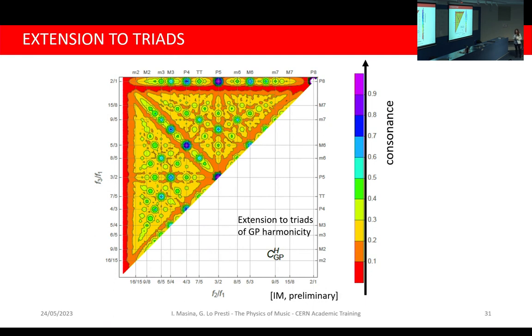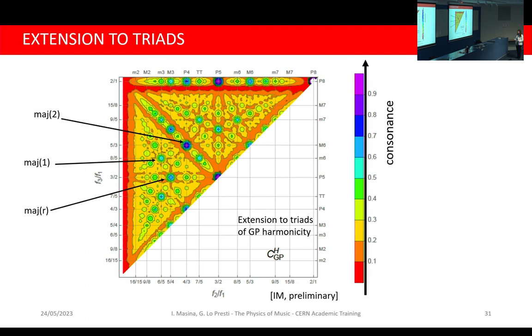Now, of course, you can think how to extend this to triads. With triads, you have three fundamental frequencies. So you have to work in the plane F2 over F1, and you have a third frequency, so let's introduce F3 over F1. And you have a surface with peaks of consonance. Here, violet is more consonance and red is more dissonance. And you see this kind of round peaks. This is an extension to triads of the Gill and Purves harmonicity indicator, for instance, and so not including roughness, just harmonicity.